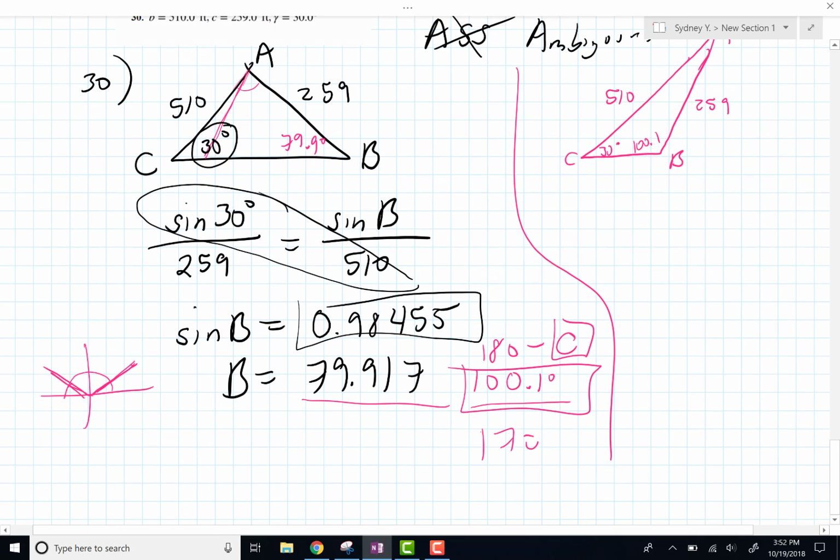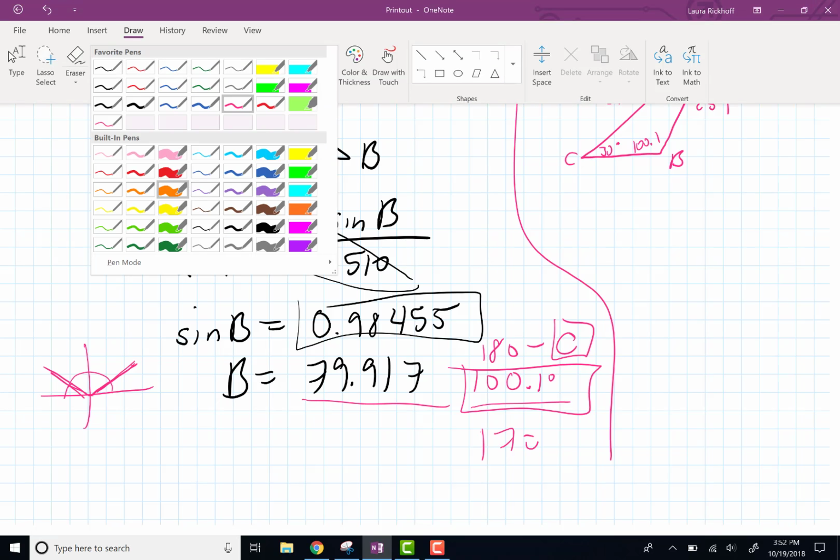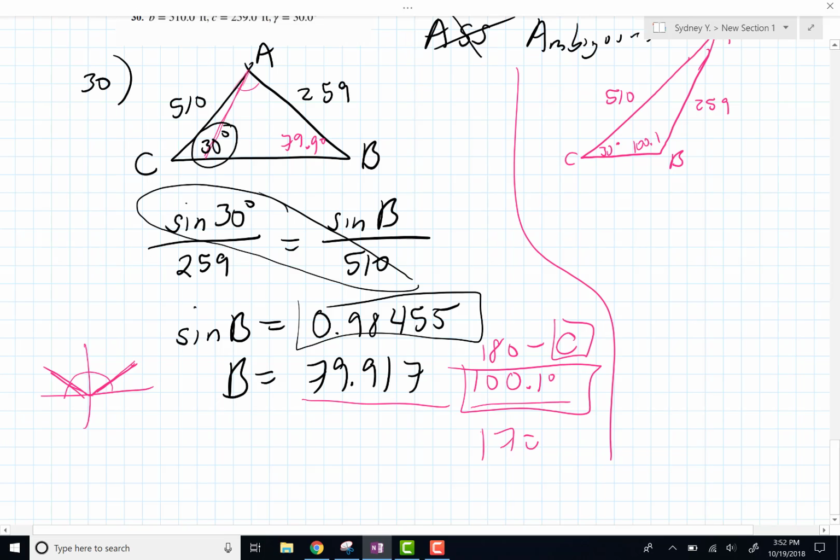All I need to find, I can easily find my last angle. I don't know if a different color will help or hurt, but we're going to do it. So how about a nice soothing blue? I'll finish finding my last angle by just doing 180 minus 30 minus 79.9, because there are 180 degrees in a triangle. That's 70.1. So this is 70.1.